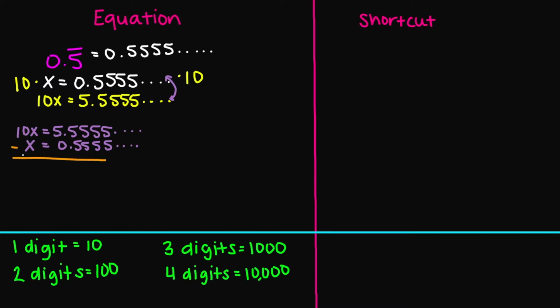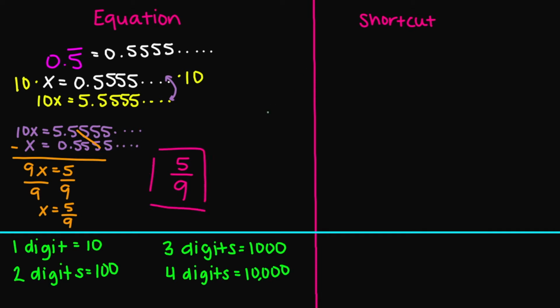Now that I have my equation lined up, I'm going to go ahead and subtract. So we have 10x minus x. This is going to equal 9x. And then this is just going to equal 5 because all the 5's here are going to cancel out. Now I'm going to divide both sides by 9. Since these 9's cancel out here, x is going to equal 5/9. And since I cannot simplify any further, your final answer here is going to be 5/9.